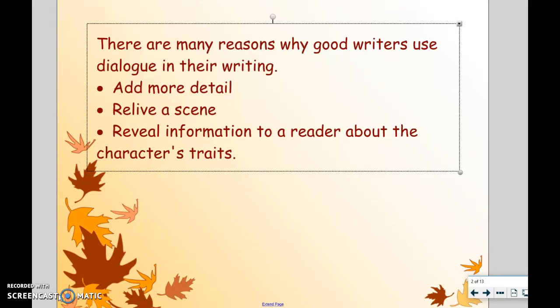Dialogue can also reveal information about a character's traits. Again, we talked a little bit about showing and not telling, and we'll talk a little bit more tomorrow on that. But revealing some traits, basically the way that a character speaks, can really tell you a lot about a character. If a character is always yelling, you can probably assume that they're angry. If a character is always very sad sounding, you can probably think that they might be depressed or something.